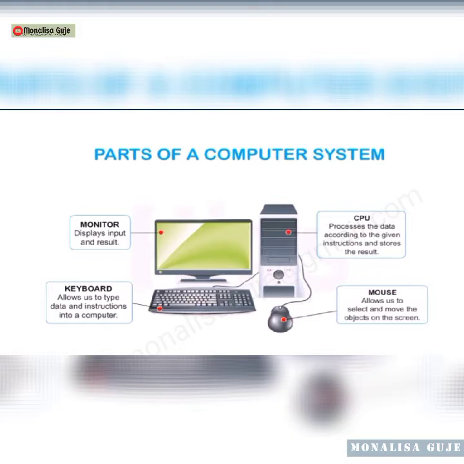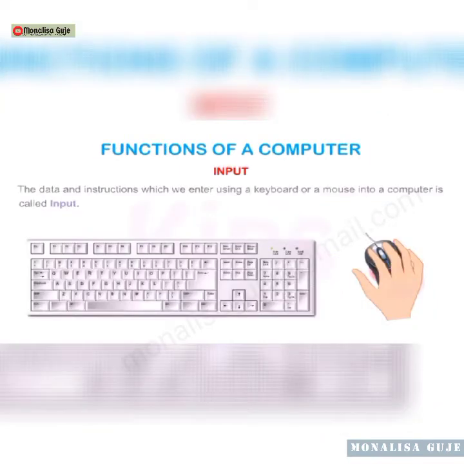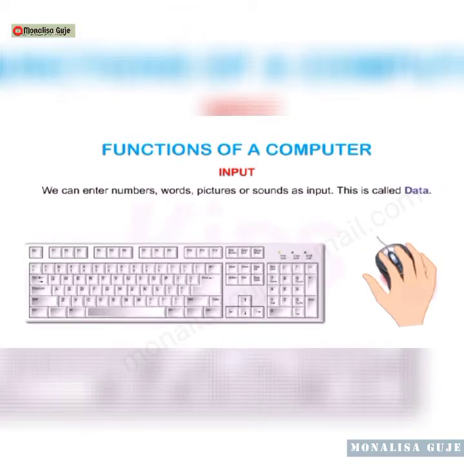Now we shall move forward to see the functions of a computer. There are different types of functions of a computer. First one is input. The data and instructions which we enter using a keyboard or a mouse into a computer is called input. We can enter numbers, words, pictures or sounds as input. This is called data.